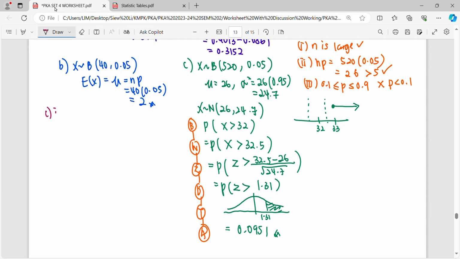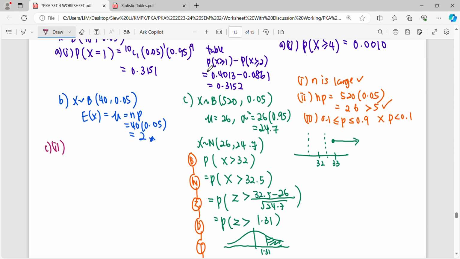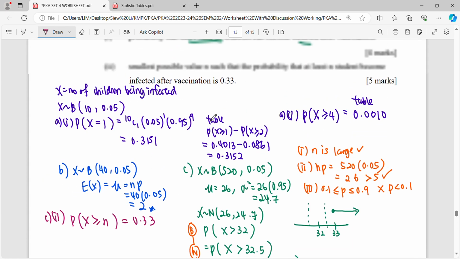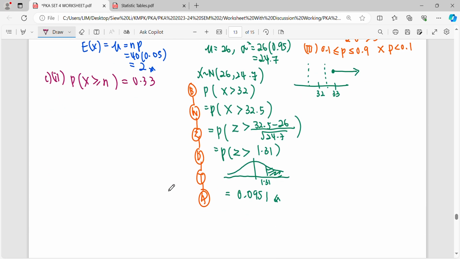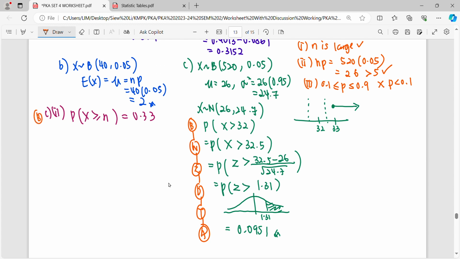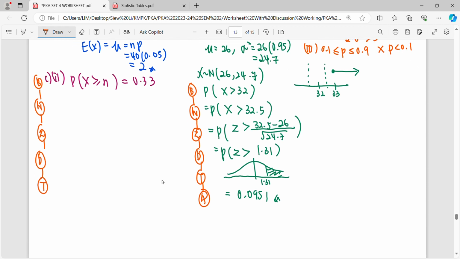So when I come to question C2, the smallest possible value of n such that the probability that at least n students become infected equals 0.33. So this is the equation we get from the statement, probability at least n. Find the n. So we start again. This question starts from binomial. What we need to do: we convert to normal, standard form, then draw, find from the table, and answer.